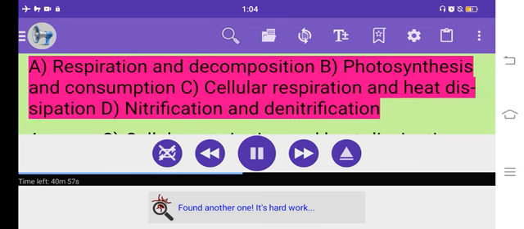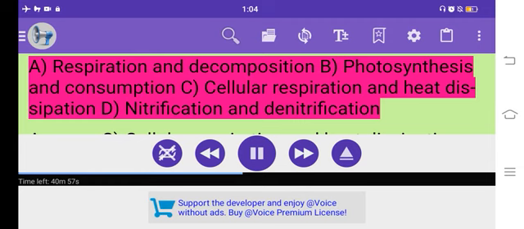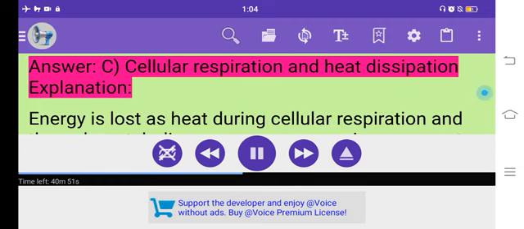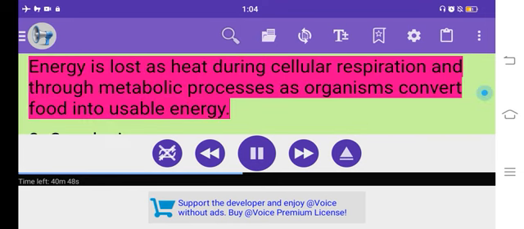A. Respiration and decomposition. B. Photosynthesis and consumption. C. Cellular respiration and heat dissipation. D. Nitrification and denitrification. Answer: C. Cellular respiration and heat dissipation. Explanation. Energy is lost as heat during cellular respiration and through metabolic processes as organisms convert food into usable energy.